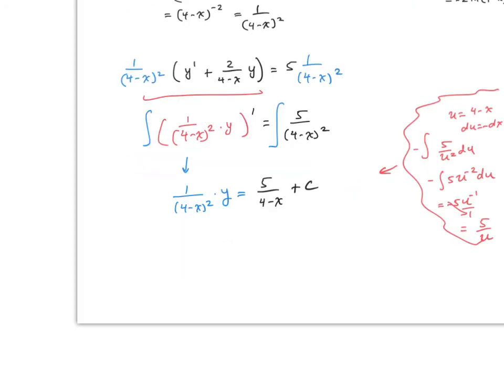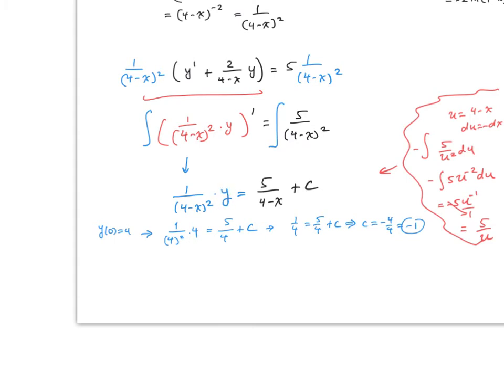So we will do that, then this will become just 5 over 4 minus x, and then you need a constant. Now the initial condition says that y of 0 is equal to 4, so this implies that 1 over 4 squared times 4 is equal to 5 over 4 plus c. Okay, from here we have that 1 fourth is equal to 5 fourths plus c, which implies c is minus 4 over 4, or negative 1.